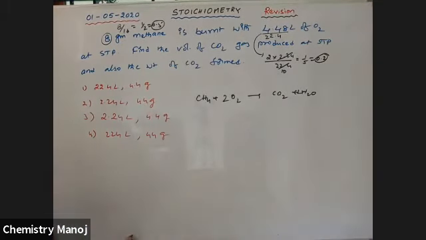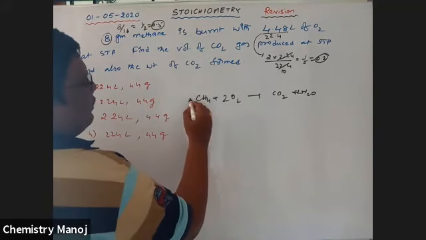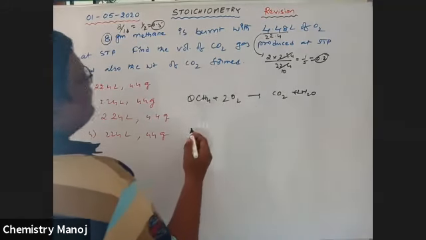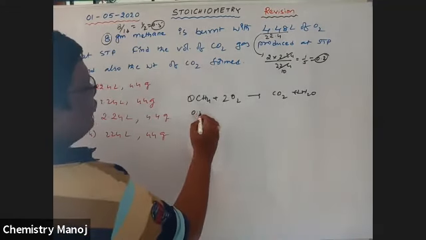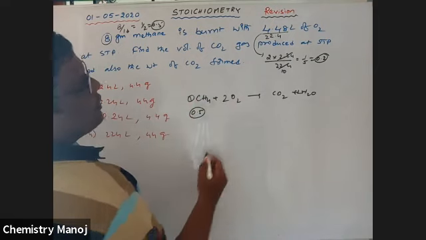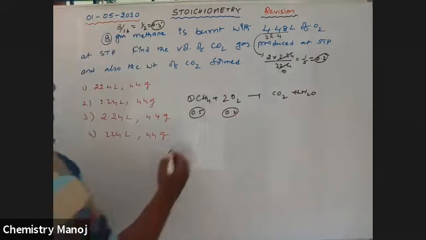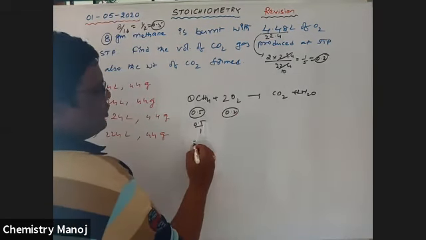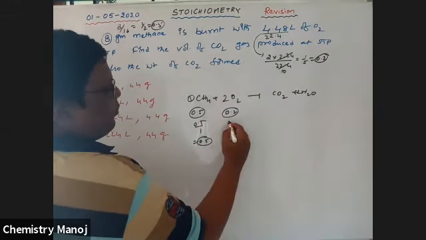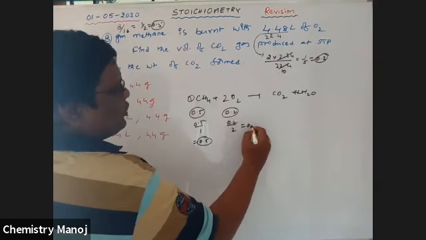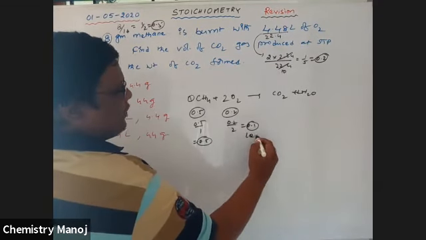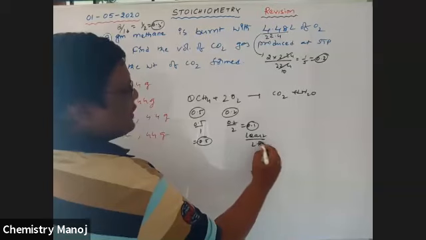Next, how many moles are taken? 0.5 mole of methane is taken and 0.2 mole of oxygen is taken. Limiting reagent: 0.5 by 1 is equal to 0.5, and 0.2 by 2 is equal to 0.1. It is the least value, so it is the limiting reagent value.